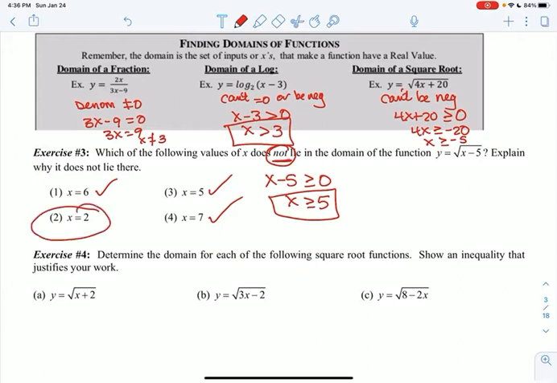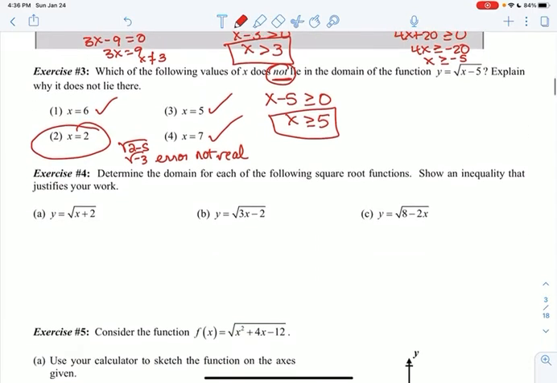You can also just test out your answer choices by plugging in 2. Like if I was to try and do the square root of 2 minus 5, I'm plugging in 2 for x. I can't do the square root of negative 3. Okay, you're going to get an error. It's not a real number. We are going to talk about this in the next unit, but for now, it is not a real number.